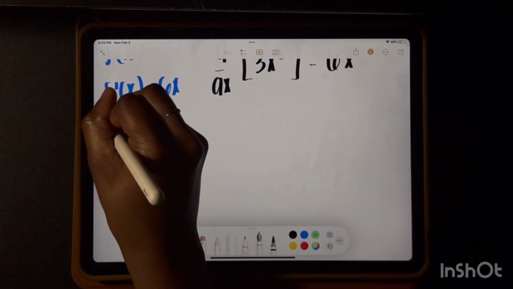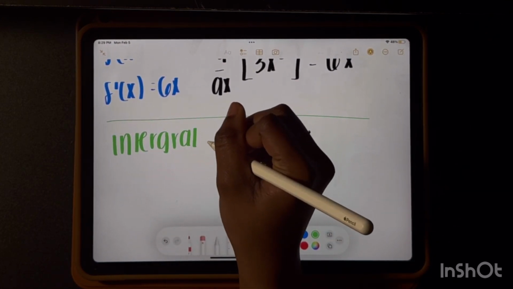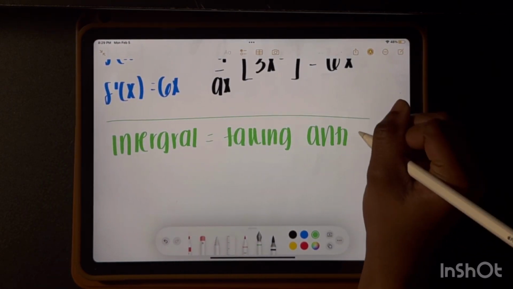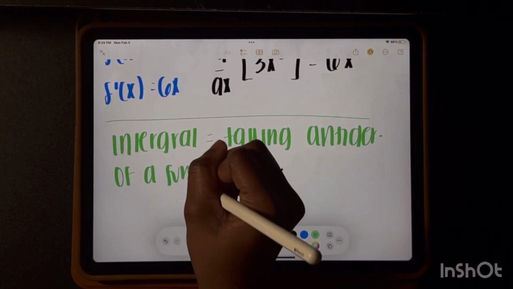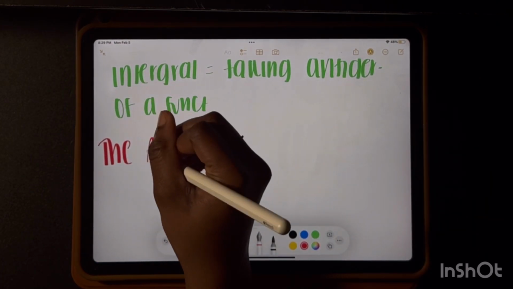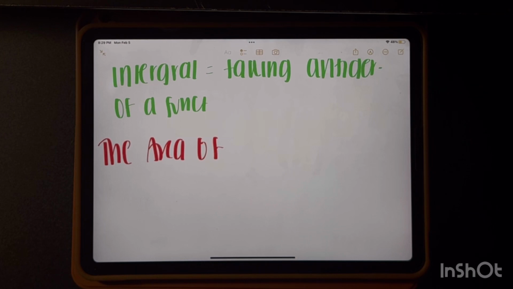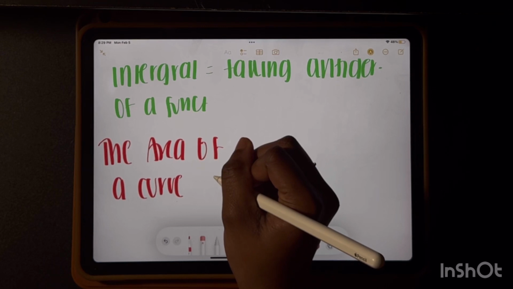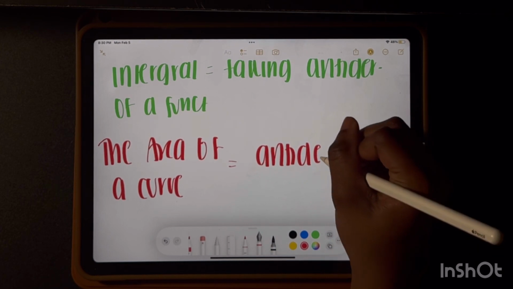So when we take the integral, that just means that we are taking the antiderivative, I'm going to abbreviate that, of a function. So in all, the area of a curve is represented by an antiderivative.